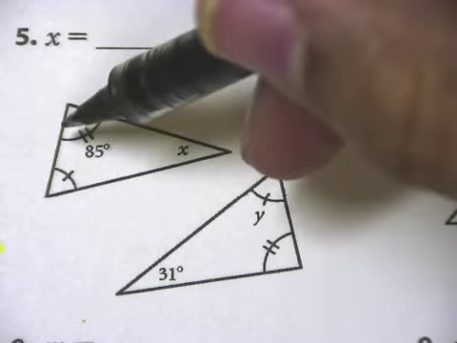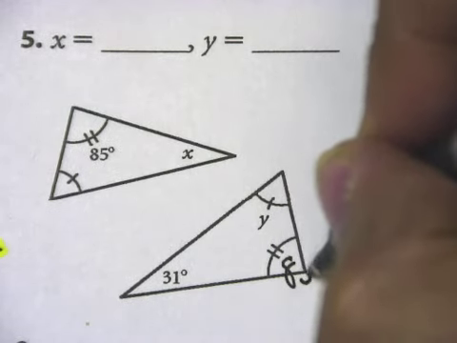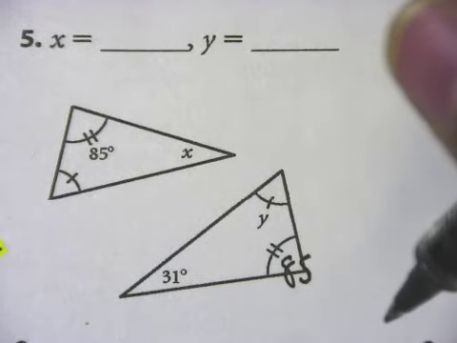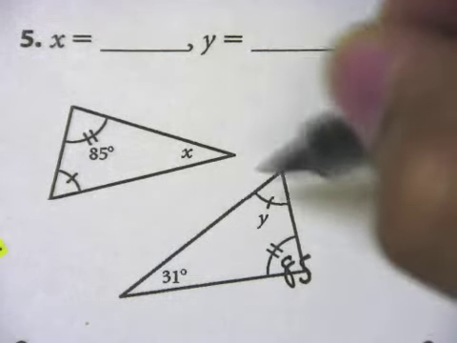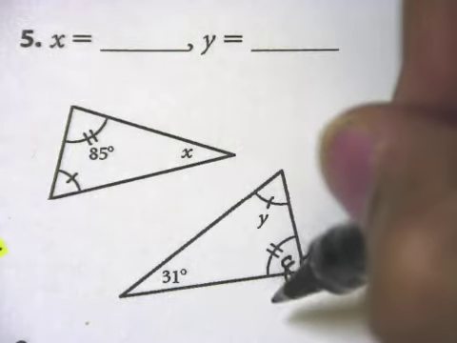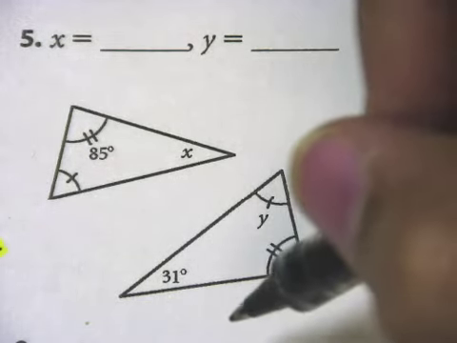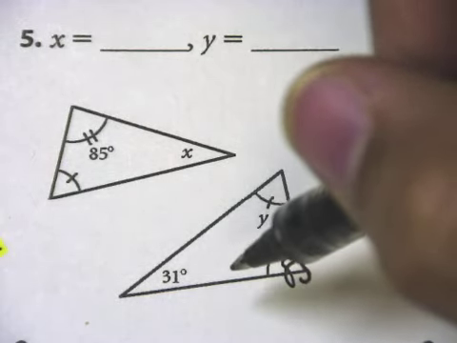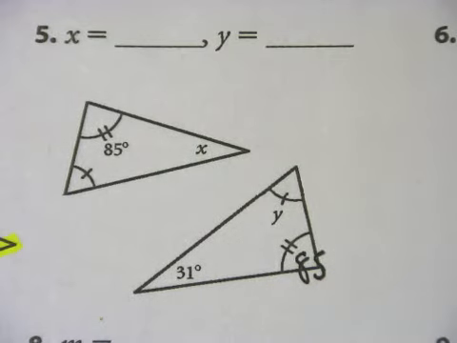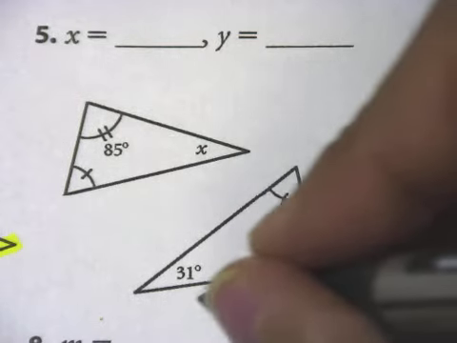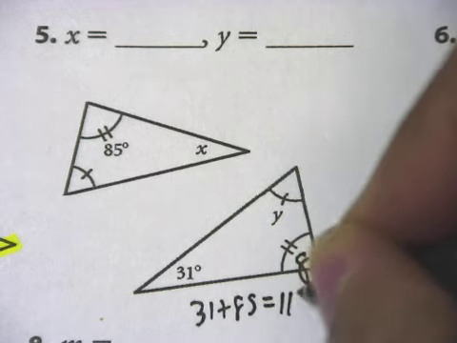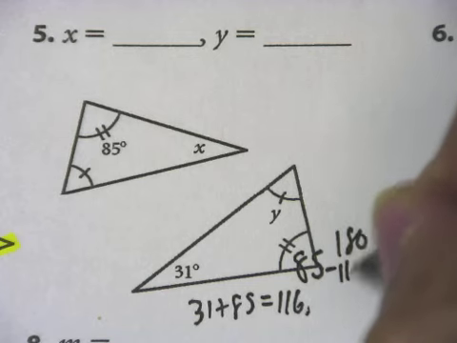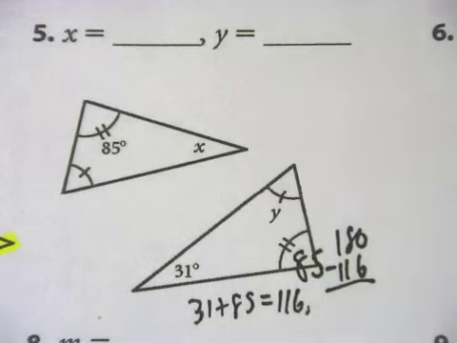Question number 5 is a pretty clear cut and dry question. We can see that these are corresponding parts of these two triangles. So if this is 85, I know that this angle here is 85. I know that a triangle has 180 degrees. So I can find the measure of angle Y here by adding 31 and 85 together and subtracting from 180. So if I take 31 and 85, that's going to give me 116.